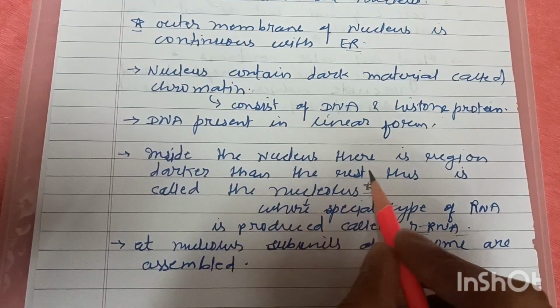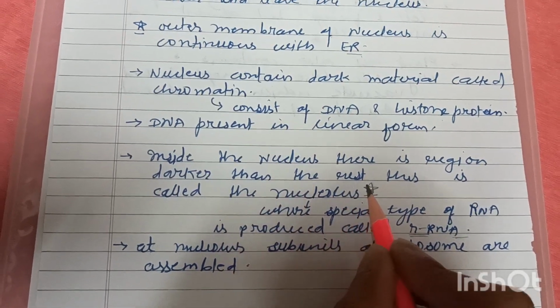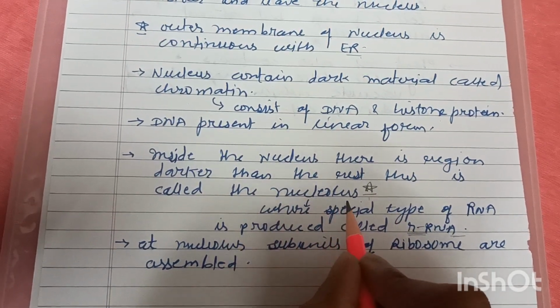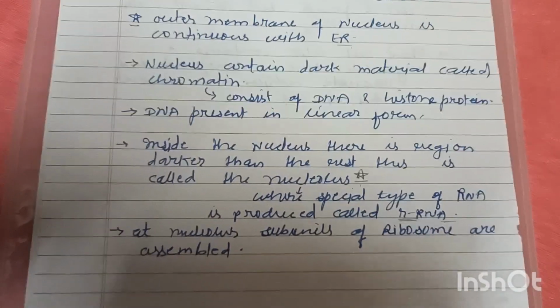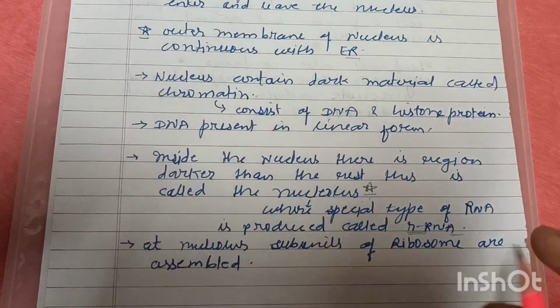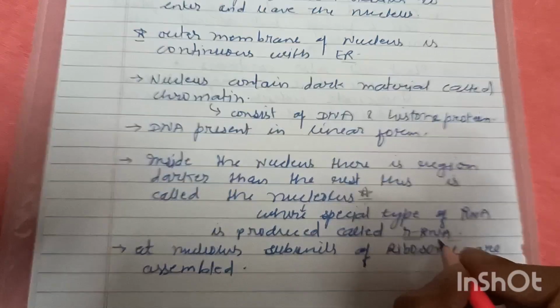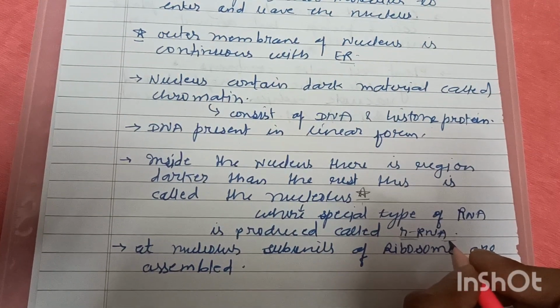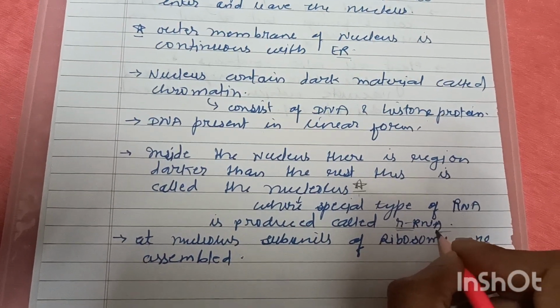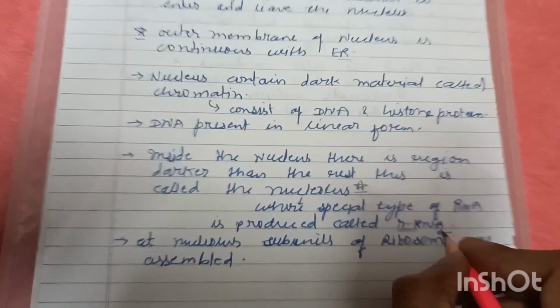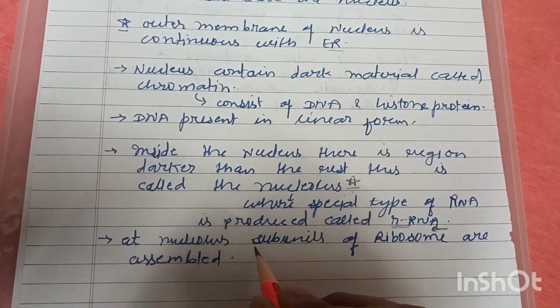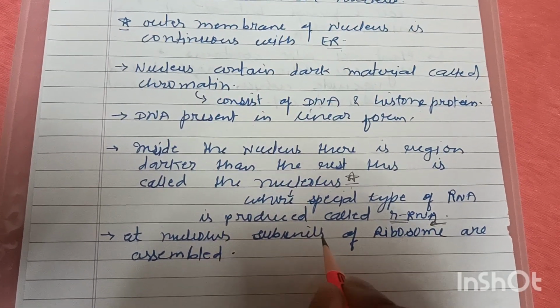Inside the nucleus there is a region darker than the rest, known as nucleolus, where a special type of RNA is produced called rRNA or ribosomal RNA. This RNA participates in protein synthesis and is required during protein synthesis. At nucleolus, subunits of ribosome are assembled.